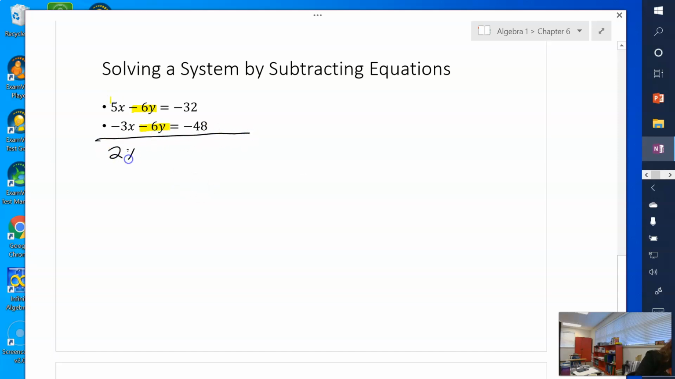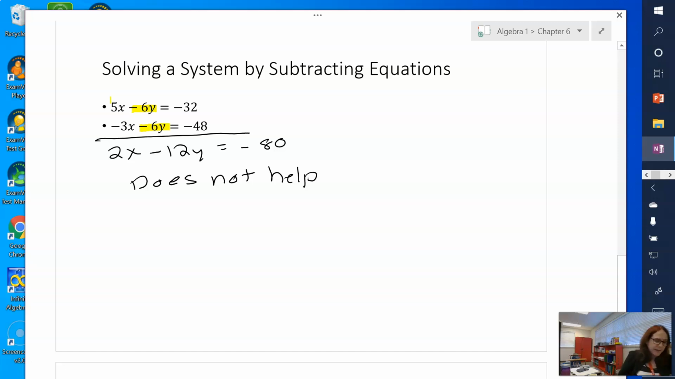I'm going to get 2x minus 12y equals negative, let's grab a calculator here, 32 and 48, negative 80. So that has not eliminated any variables. That doesn't help us. So that's why in a case like this, I'm going to subtract instead.